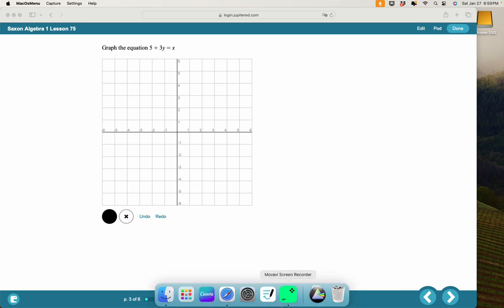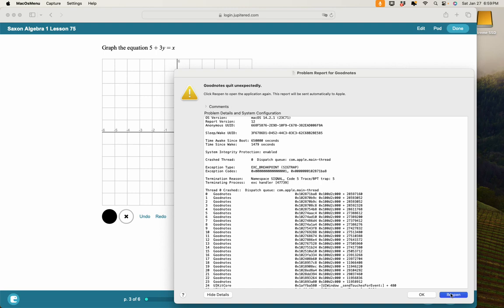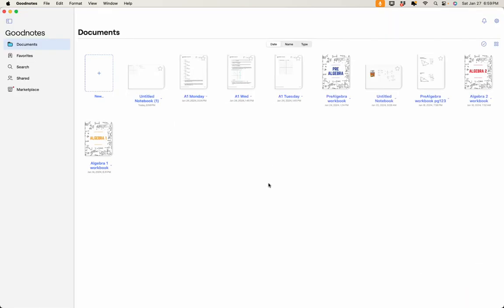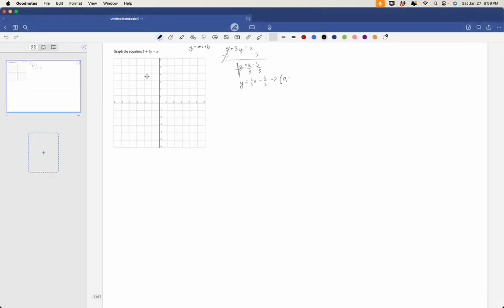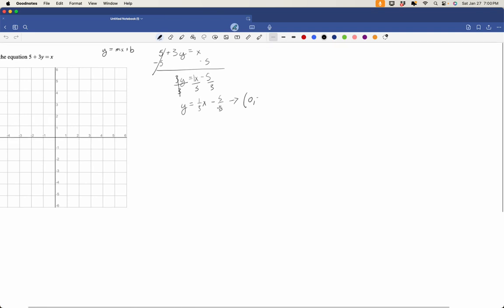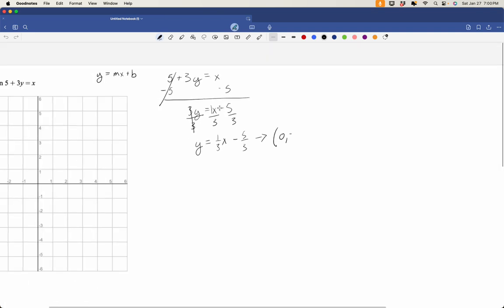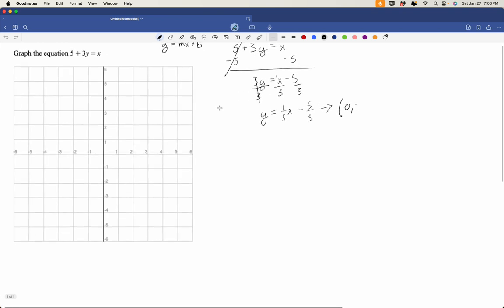I don't know why my GoodNotes wants to quit. It's been giving me all kinds of issues. Let me see if I can get it to come back open. All right, here we go. All right, maybe down a little bit. There we go. All right, so back to where we were.